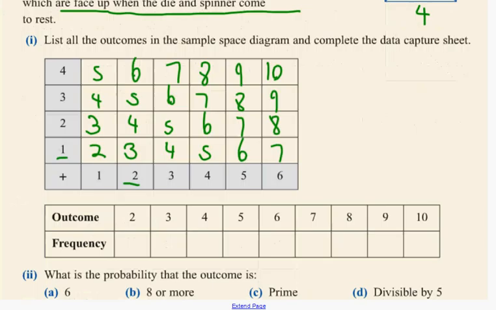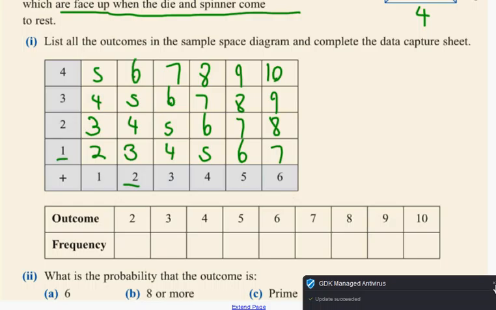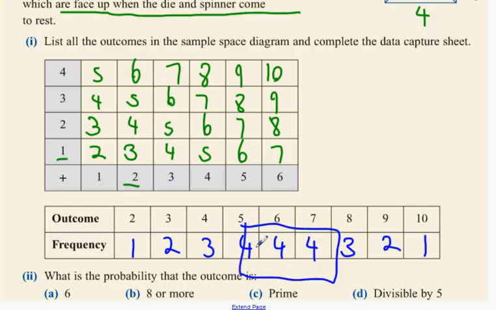Now, here's what we're asked for. Frequency. Frequency is how many times we get it. How many 2s do we have? 0. No 2s. Oh, sorry, we do. 1, 2. Sorry. How many 3s? 2. How many 4s? How many 5s? 6s. 7s. That's interesting. 8s. 9s. And 10s. There's sort of a pattern there, isn't there? The central ones are the most numerous, aren't they?